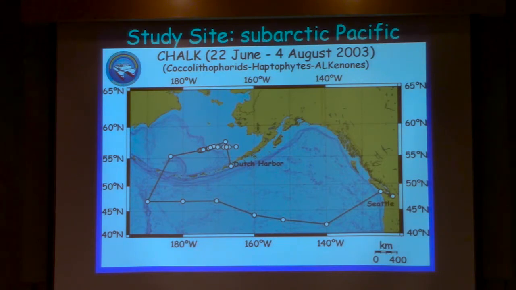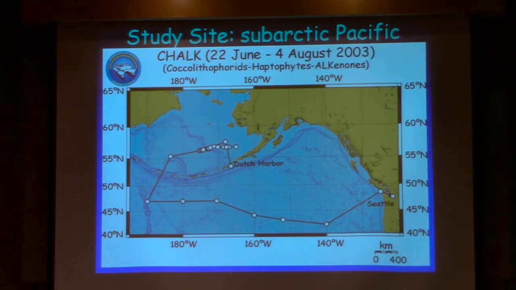This was a cruise from hell, I tell you. It was in the early, it was 2003. We started in Seattle and had a transect across the date line here and up north of the Aleutian Islands in the Bering Sea shelf, and then ended in Dutch Harbor. It was a cruise from hell because right about here, the sun went away.